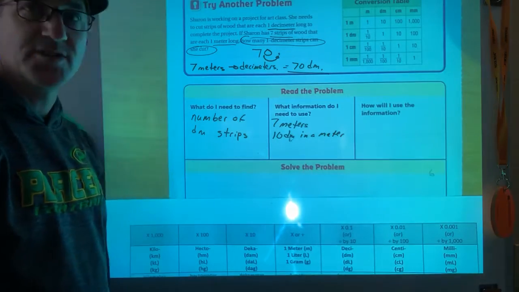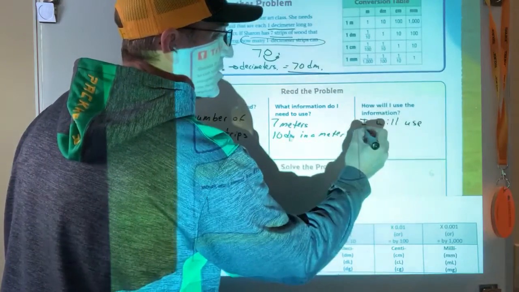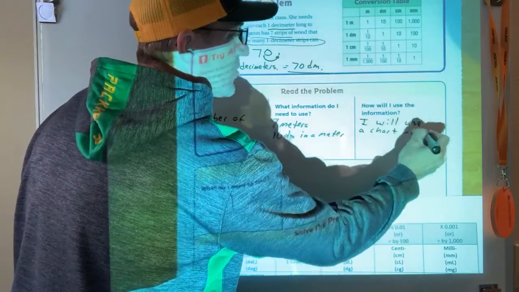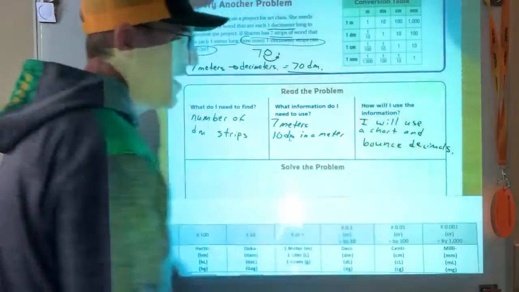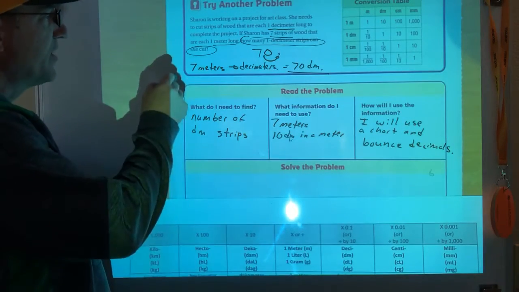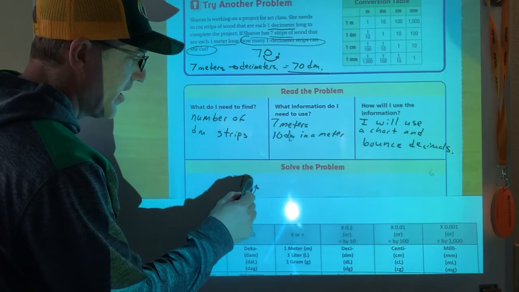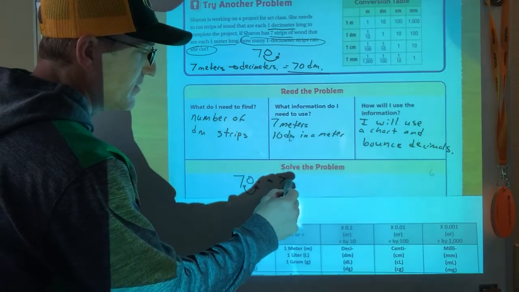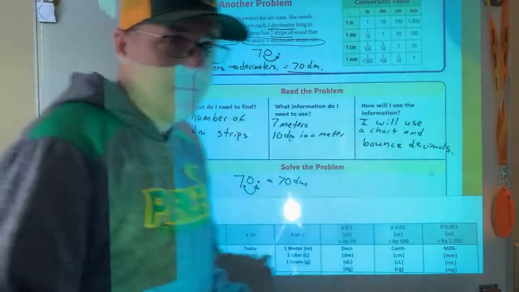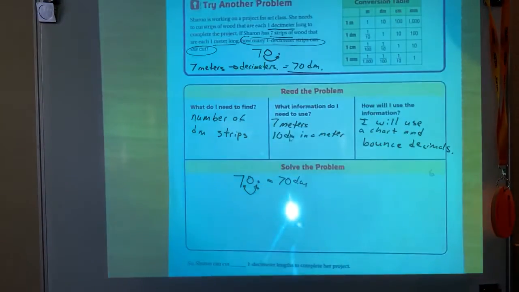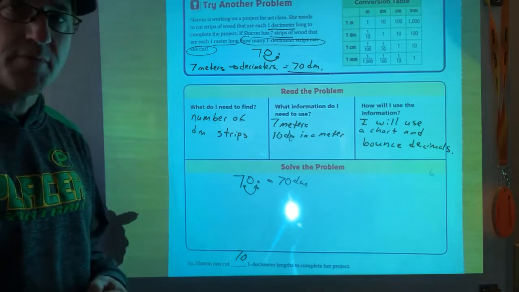Okay, how will I use the information? I will use a chart and bounce decimals. Just keep that in mind, bouncing decimals. Okay, so it says solve the problem, which we kind of already did, but I'll do it again. 7 right there, make my little jump, and I get a 0, place my decimal, equals 70 decimeters, all right? So, on the bottom, let me move this out of the way. Sharon can cut 70 decimeter lengths of strips for her purposes.